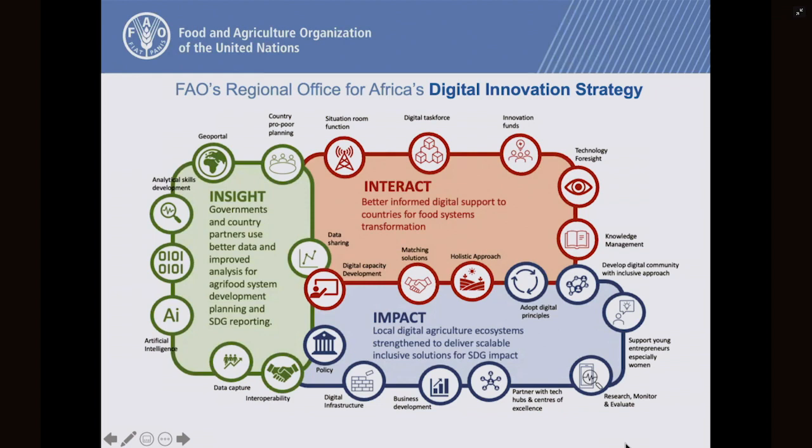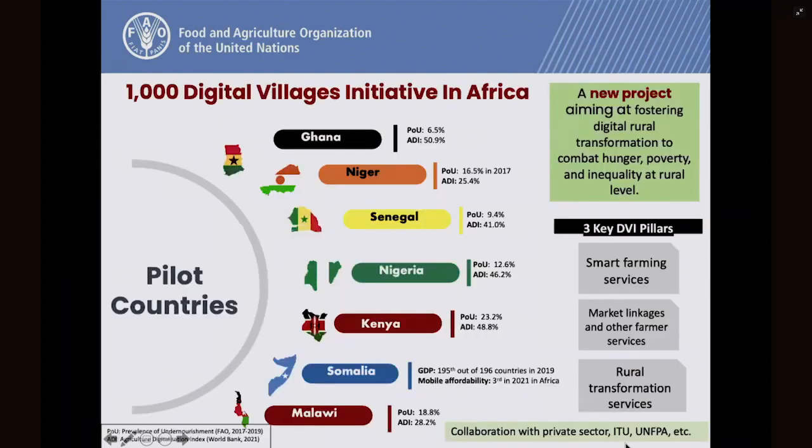And particularly, FAO has launched an initiative that we call the 1000 Digital Village Initiative. It is a corporate initiative, and we are also implementing it in Africa. And throughout this initiative, we will be supporting public investment in digital agriculture, not only to strengthen the government's actions in that area, but also to provide more opportunities to young people, to young entrepreneurs, so that we also ensure that no one is left behind. And we will be collaborating with the private sector as well.